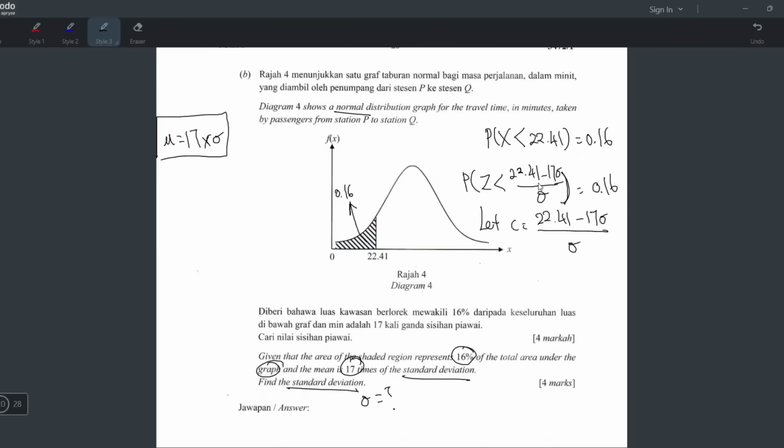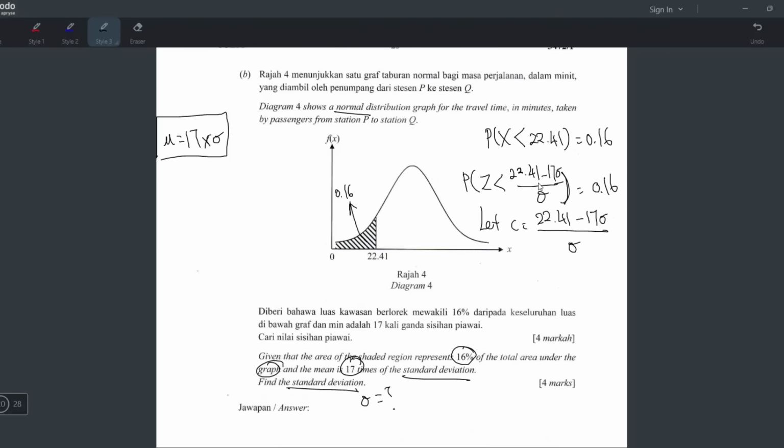Okay, later you have to look at the table, but later you have to look from the inside of the table. Because you have the probability answer, but you want to find back the exact value. You want to find the C. Alright, but before looking at the table, first thing first is you have to check whether your C is positive or negative. So the way to do that is, okay, let's rewrite the whole thing first. P(Z smaller than C) equals 0.16, like that.